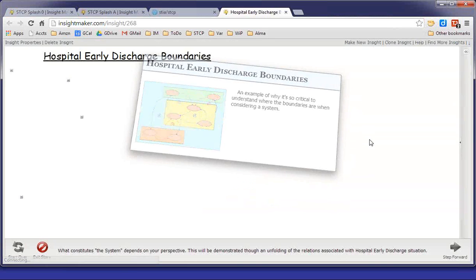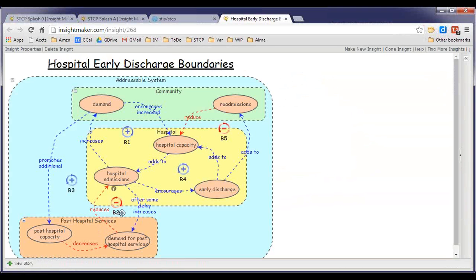This particular model, I liked this model because there's a situation caused by early discharges from the hospital. It ends up in having patients end up in post-hospital services before they actually ought to be there, which ends up increasing readmissions to the hospital, which the community is not happy about, and neither is the hospital.